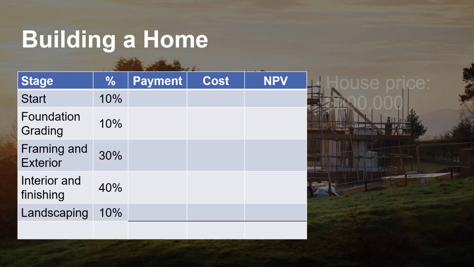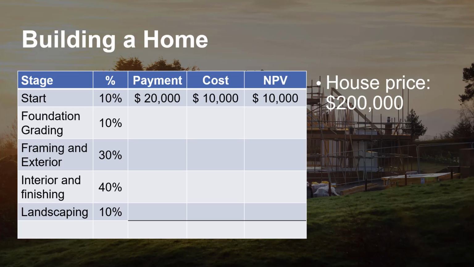And then lastly, this house has a selling price of $200,000. Now, with this data, you can track your net present value at each stage of the construction. As you start the job, you have to hire people, get licenses, pay an architect, and put deposits on the equipment. That costs you $10,000 and you're paid $20,000. Your NPV is $10,000.